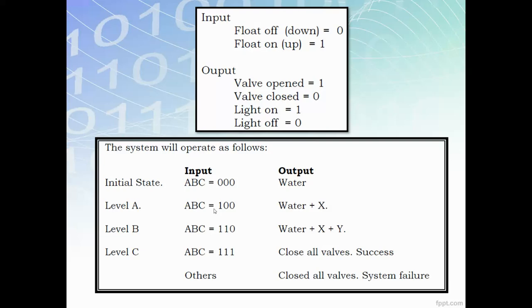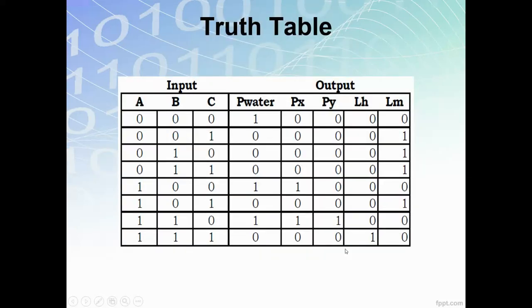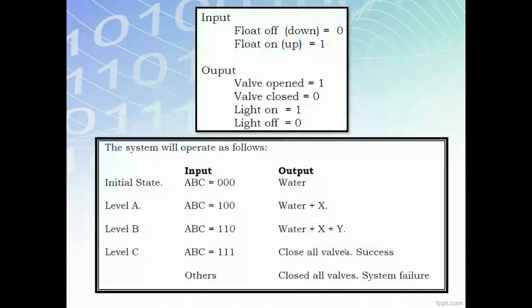Then, okay, the level B will be on, okay, when your water and the X tadi dah sampai, and then baru the liquid Y akan masuk. Okay, so liquid akan masuk. And the level C, okay, so A, B, C kalau dia all, bila semua pelampung ni menyala, maka they close all the valves and they shows that it being success. Okay, so this is what we can generate.